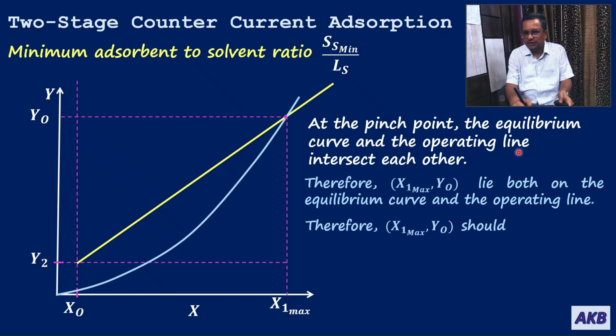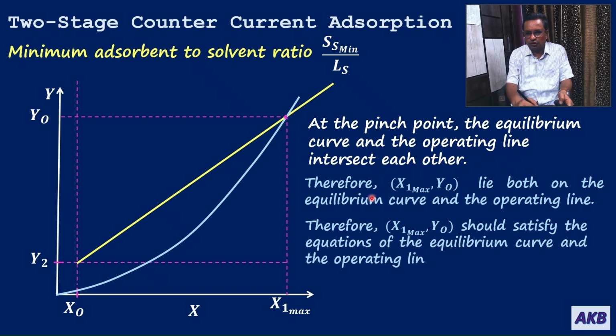At the pinch point, the equilibrium curve and the operating line intersect with each other. I have talked about it. Therefore, the pinch point with concentrations x1 max, capital Y0, lies both on the equilibrium curve and the operating line. So the point with coordinates x1 max, capital Y0 should satisfy the equations of the equilibrium curve and the operating line. And then you can get the value of x1 max, and then I'll tell you how to use this information.